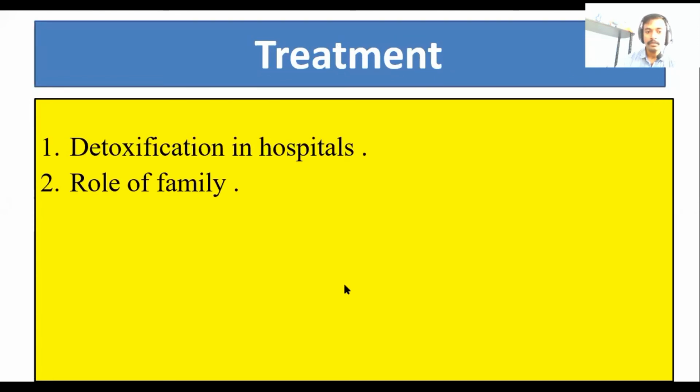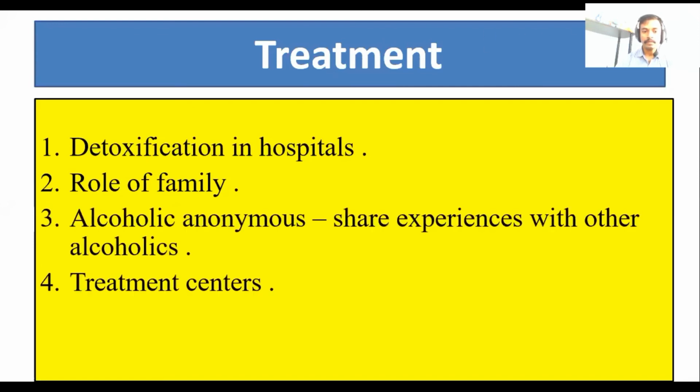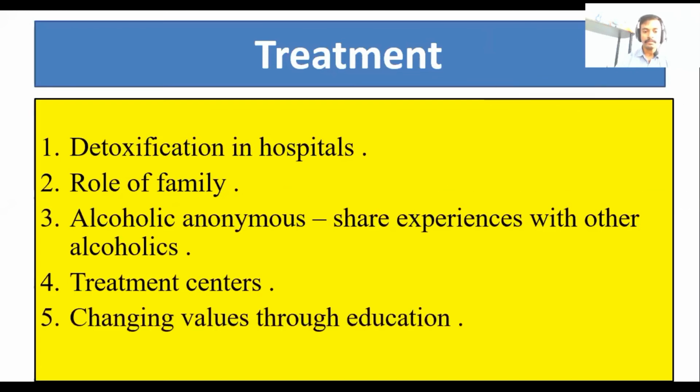Then next is the role of family. So this is family medicine. The main cause of alcoholism is the family. Any stress in the family, the person takes more alcohol. Next, Alcoholics Anonymous, sharing experience with other alcoholic persons. Then treatment centers, changing values through education.